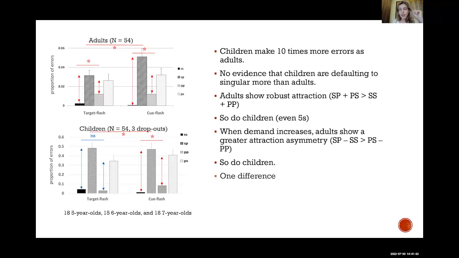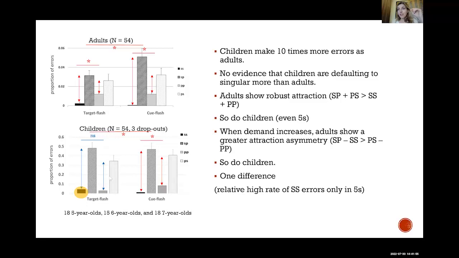There is just one difference that we see here between the pattern of adults and children, and that's about attraction asymmetry in the baseline low demand condition. Adults do show this, children do not, even though numerically it's there. So we were curious about why that is. The reason seemed to be because our 5-year-olds made quite a few errors comparatively in the SS condition. In other words, they use the plural form here.